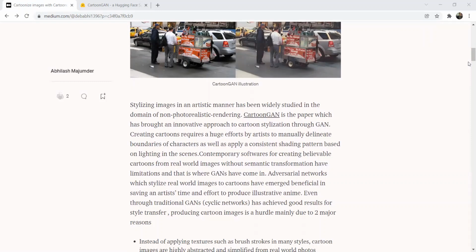GANs exploit two different neural network architectures, the generator and the discriminator, training one of them to create the best possible art images from real-world images. The discriminator has to decide whether the image produced by the generator is a cartoon image or a real-world image. Adversarial networks which stylize real-world images into cartoons have proven very beneficial in saving an artist's time and effort to produce illustrative anime. Even traditional GANs, such as CycleGAN, have achieved good results for style transfer. Producing cartoon images is a hurdle mainly for two major reasons.